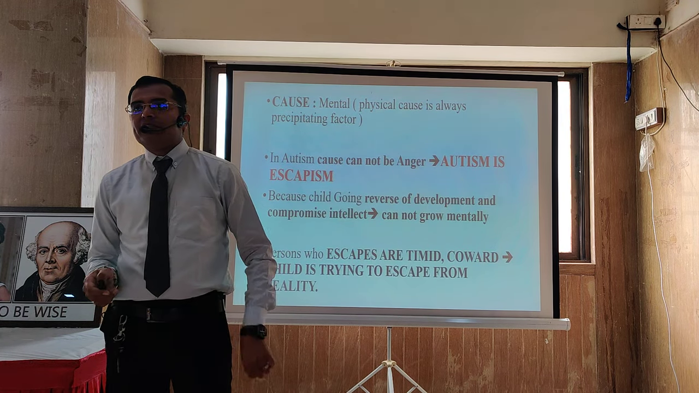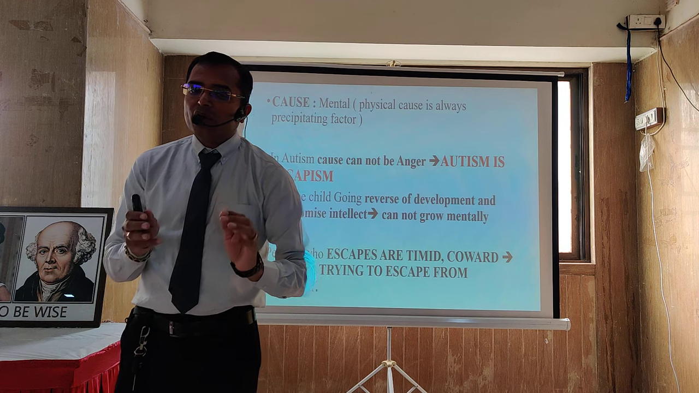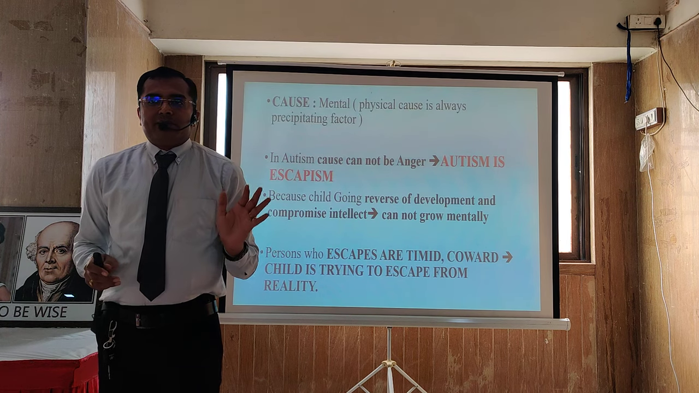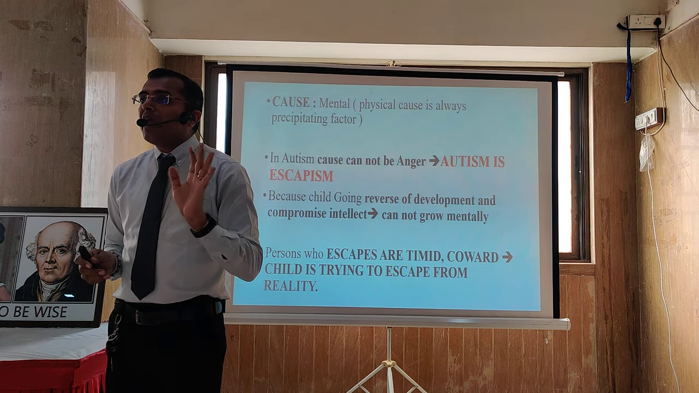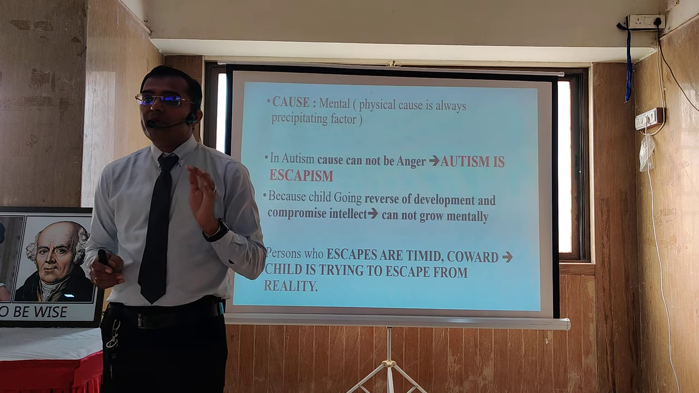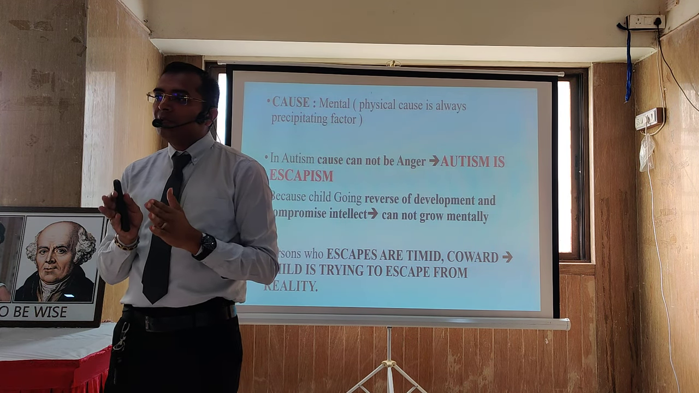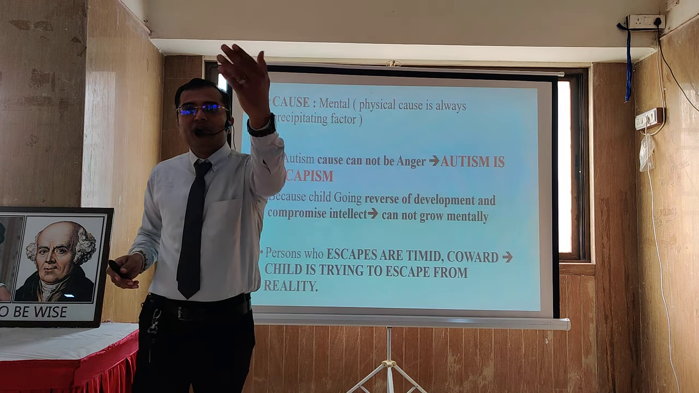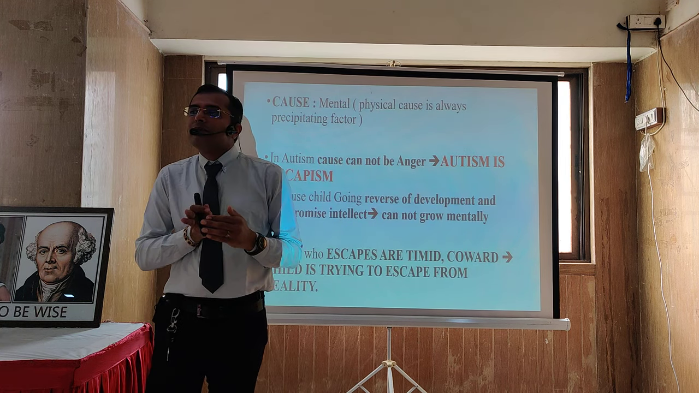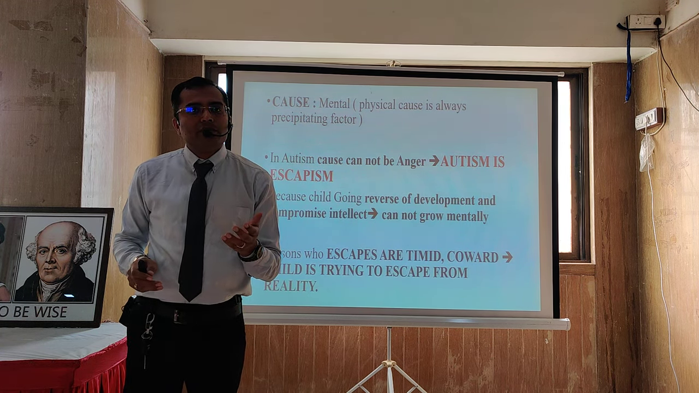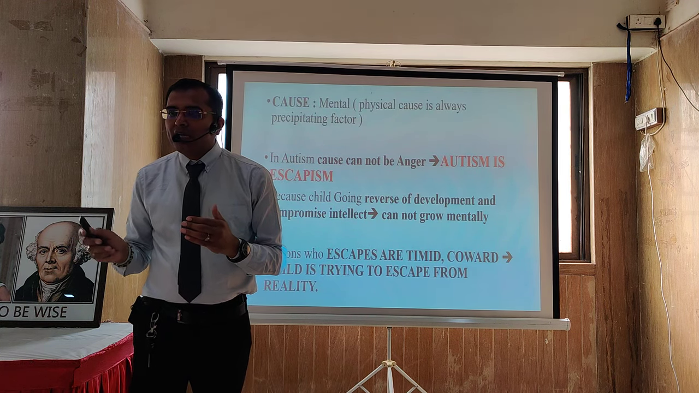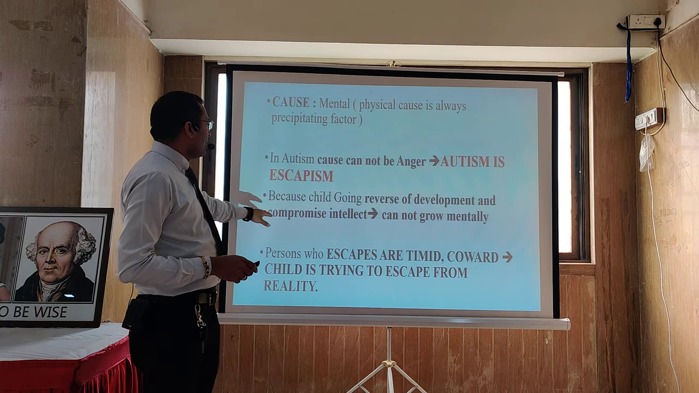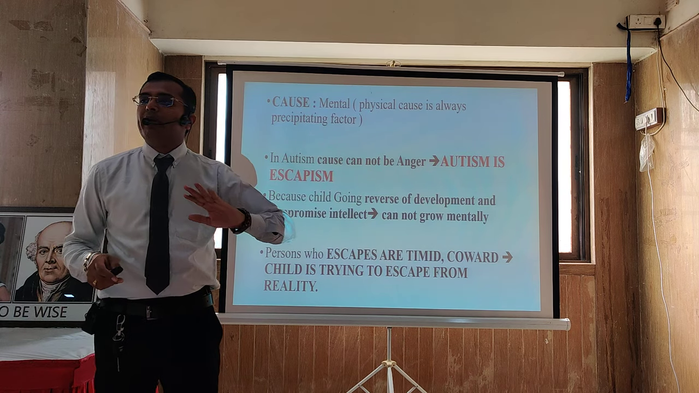So what is autism at the mental level? Autism cannot be anger. Anger is not the cause of autism. Due to anger, autism does not happen. It happens because of escapism. There is the mode that I have to escape from this world. If I am angry, I can defend. If I am not angry, what am I doing? Who will move? The animal will move. So this is what autism is, the escapism, because the child goes in reverse of development, compromises integrity and cannot grow mentally.